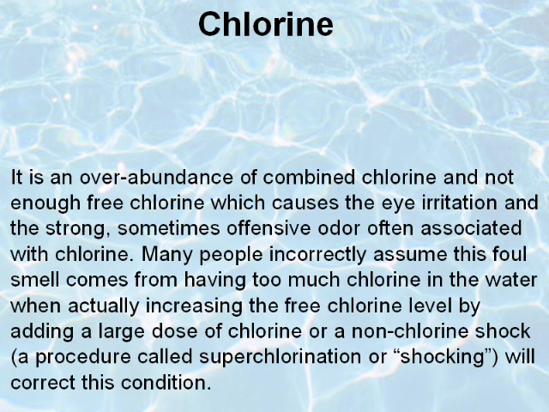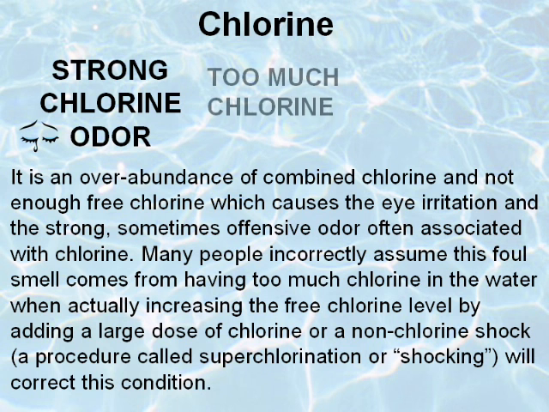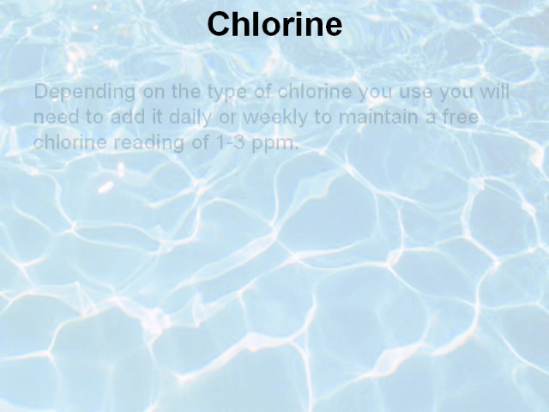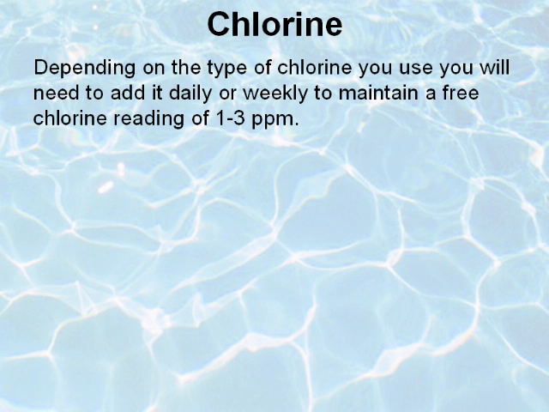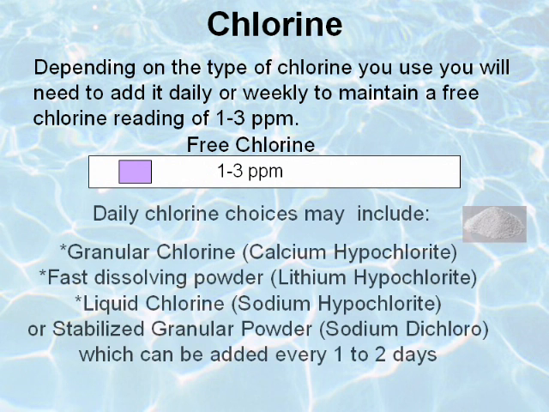It is an overabundance of combined chlorine and not enough free chlorine which causes the eye irritation and the strong, sometimes offensive odor often associated with chlorine. Many people incorrectly assume that this foul smell comes from having too much chlorine in the water, when actually increasing the free chlorine level by adding a large dose of chlorine or a non-chlorine shock will correct this condition. Depending on the type of chlorine you use, you will need to add it daily or weekly to maintain a free chlorine reading of 1 to 3 parts per million.